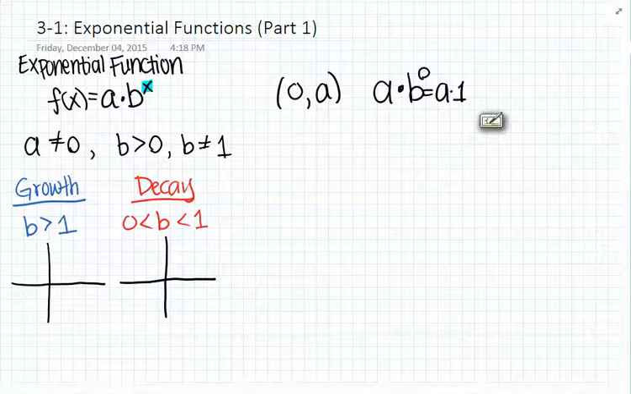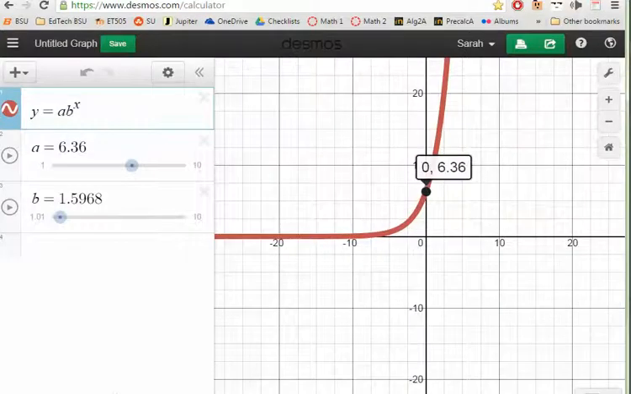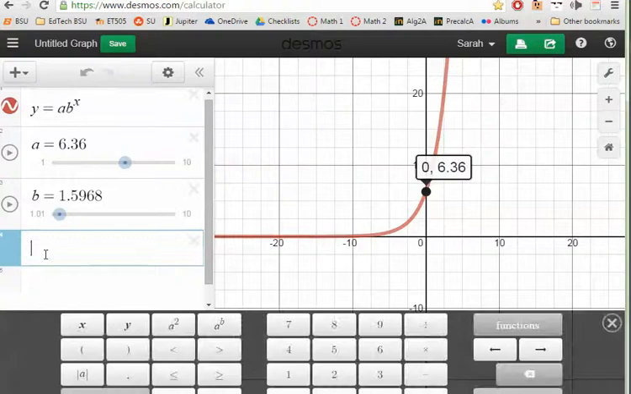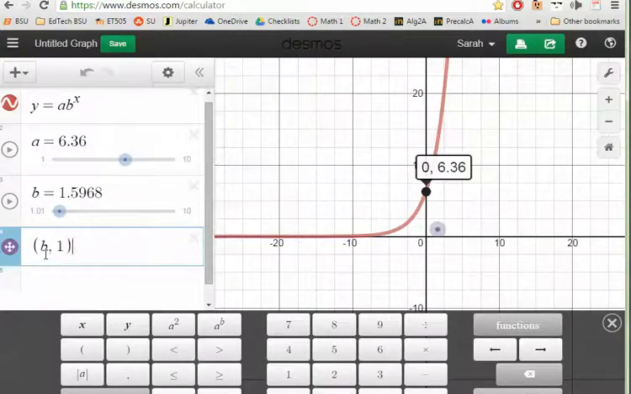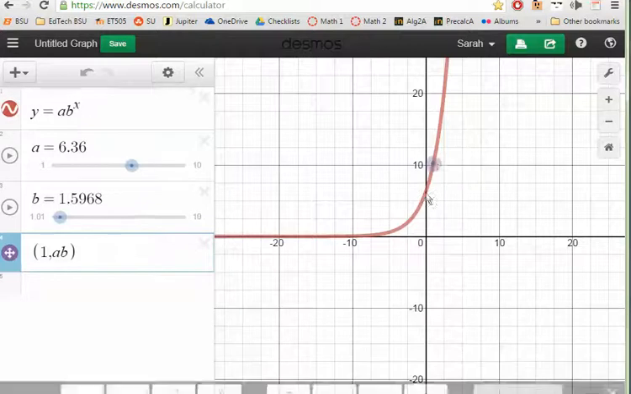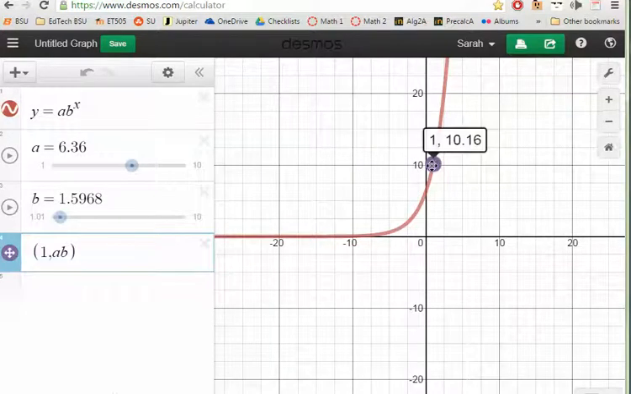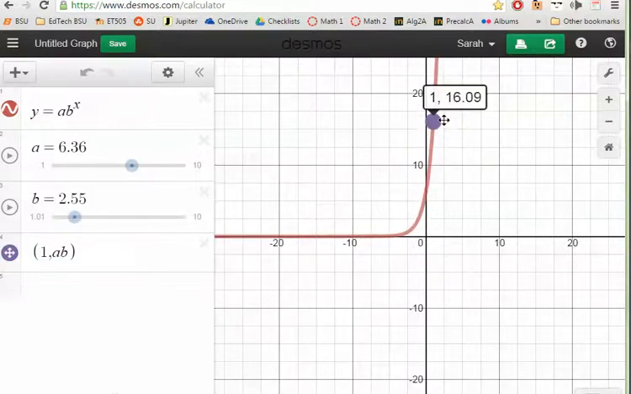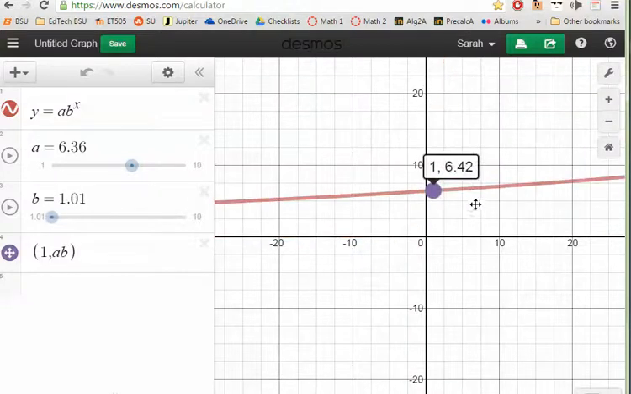Okay, going back to our graph, there's another important point there. And let's see if we can use decimals to find it. There we go. It's the point 1 comma ab, which is this point right here. Notice as I drag this point, it's changing the value of either a or, in this case, b.